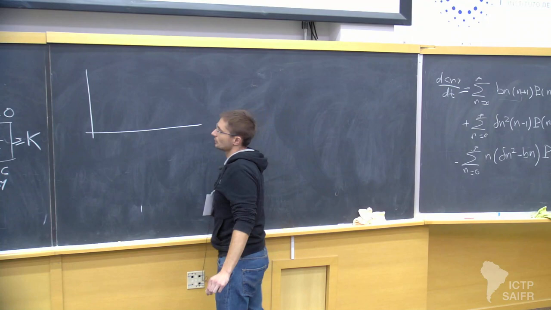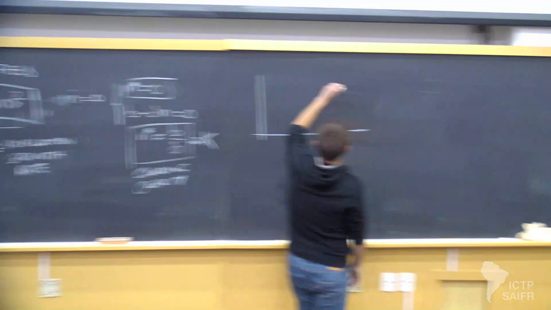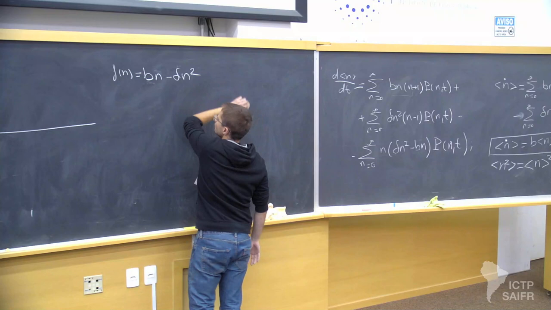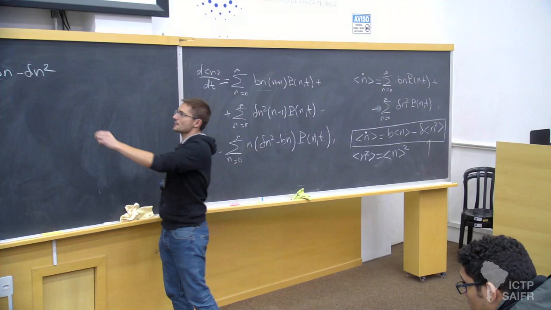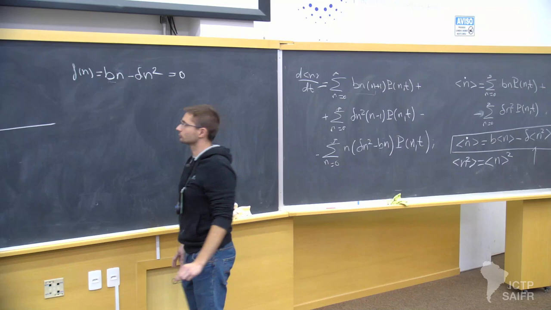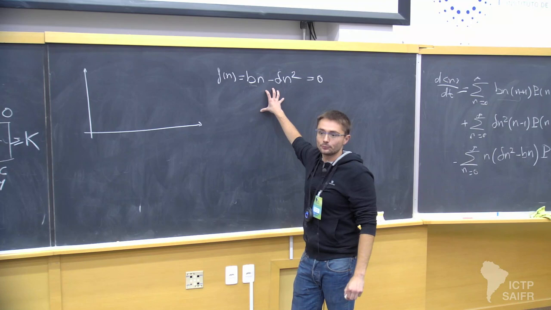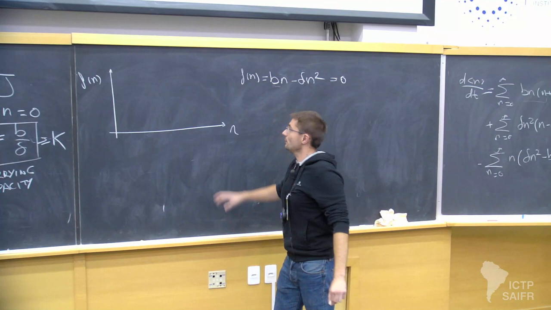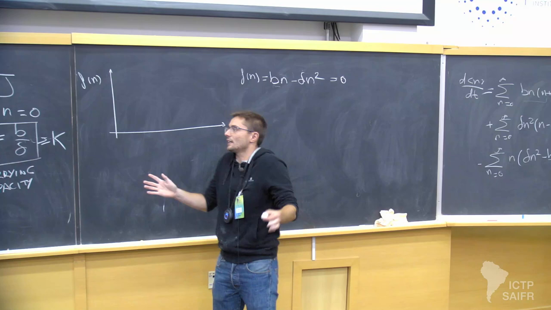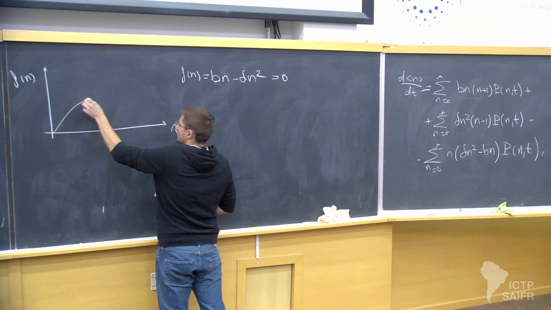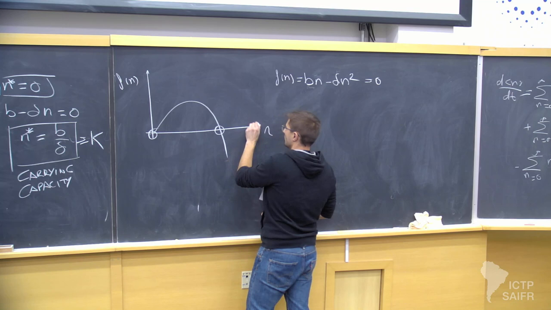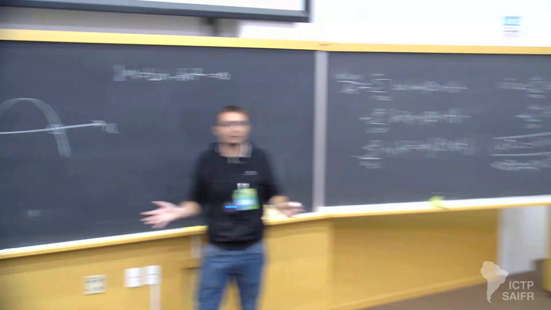So we have f of n, the population growth rate, equal to bn minus delta n squared. Which was the condition for the fixed point? That this growth rate has to be equal to 0, right? So if I plot this curve as a function of n, whenever this becomes 0, I have a fixed point. I don't know the value. I don't know if it's b over delta or whatever, but I know that if I plot this parabola, whenever it crosses the x-axis, it means that f is equal to 0 and I have a fixed point. So I have two. I have 0 and I have what I was calling before k.